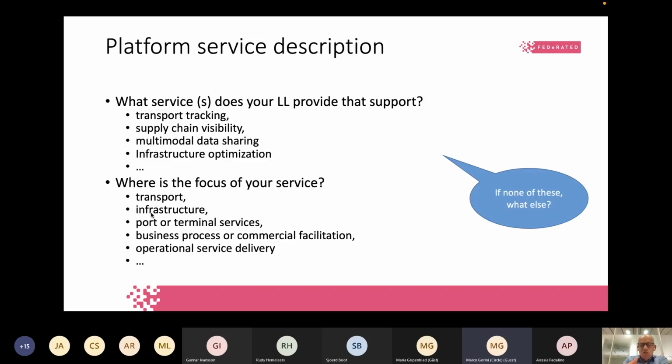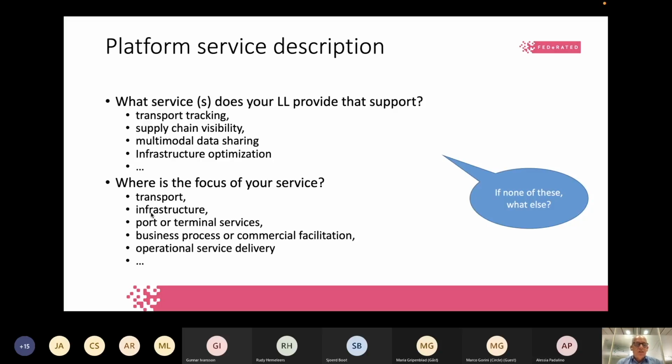So these are just a few, but there may be other services that your lab is providing, and it's good to be clear about what it is, so that when we engage in a discussion with another lab, we can be clear about which services we can connect and which we should ignore.